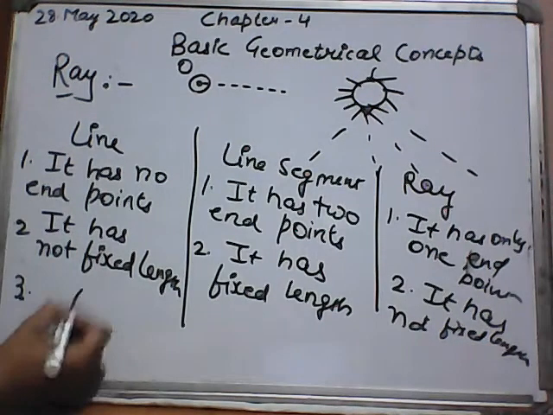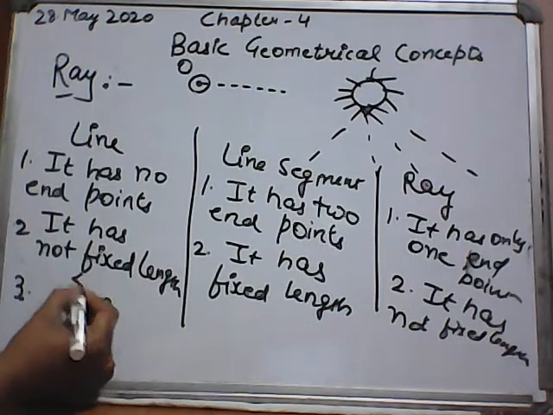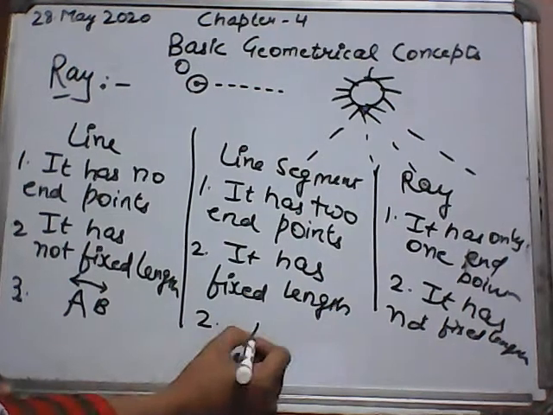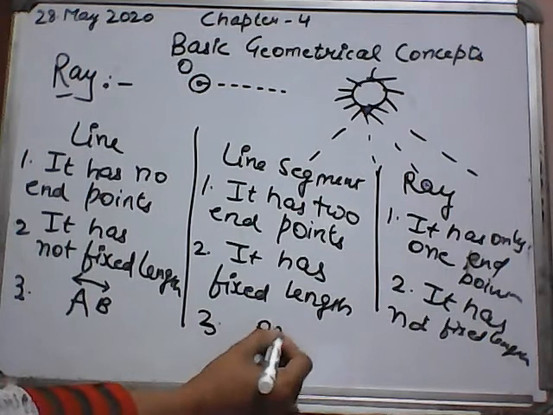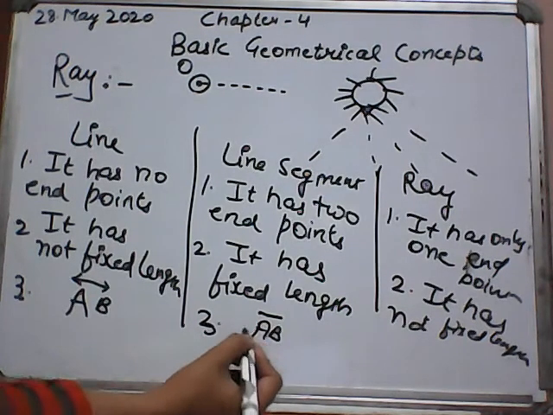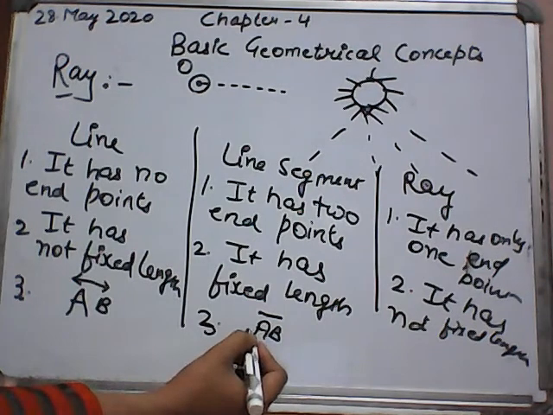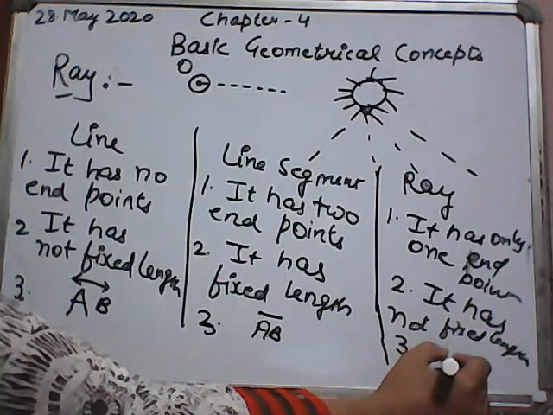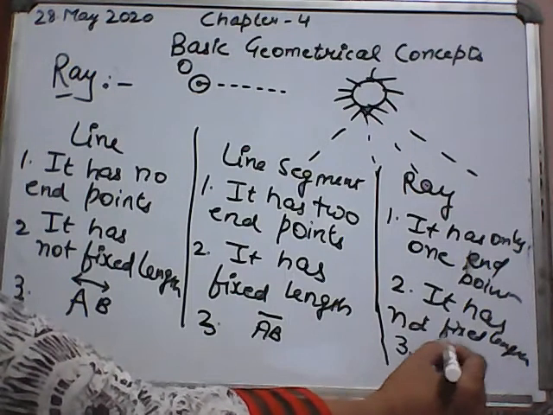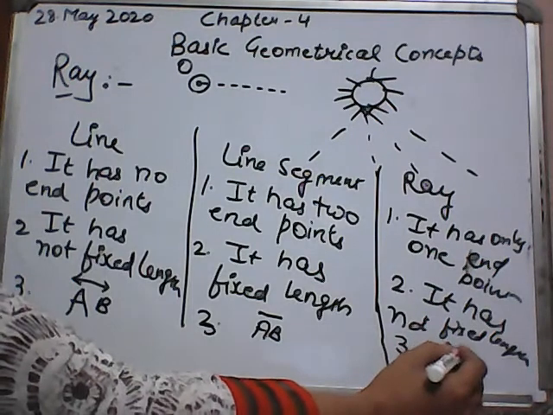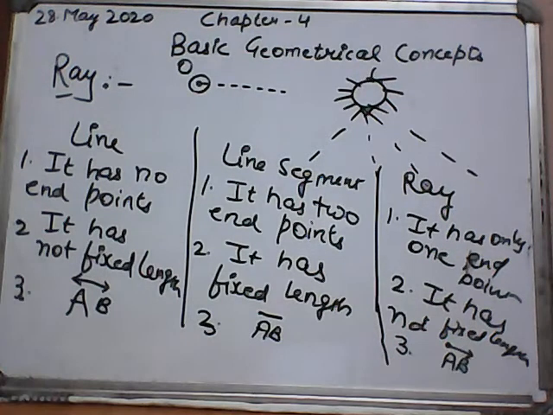A line is represented as AB with an arrow, with arrowheads on both sides as it can be extended in both directions. A line segment is represented as AB with only a line, as it has two endpoints and the length of a line segment is fixed. A ray can be represented as AB with an arrow at only one side. One point is fixed and it can be extended only in one direction.